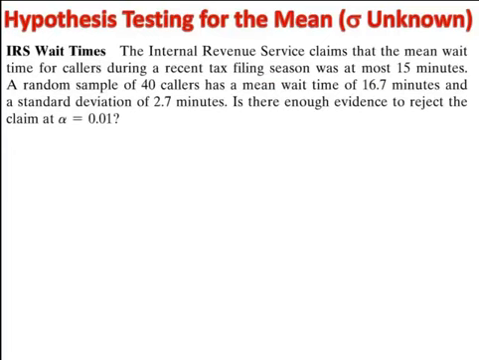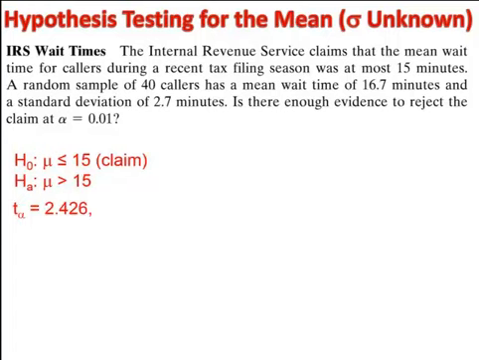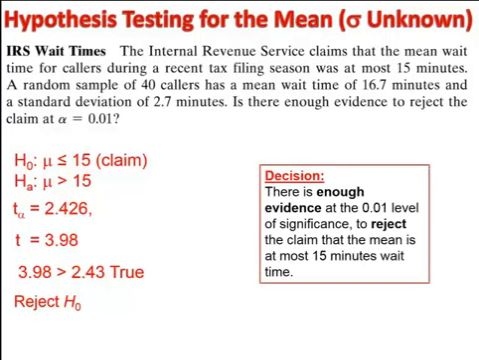Pause and try. So you should have this hypothesis statement where the claim is on the null. Again, it's a right tail test. Be very careful. You have a test statistic. It is a true statement when you do your test, so we reject the null, which means there's enough evidence to reject the claim.